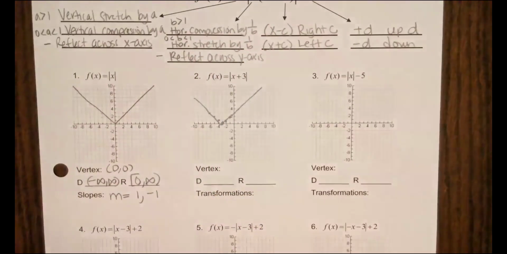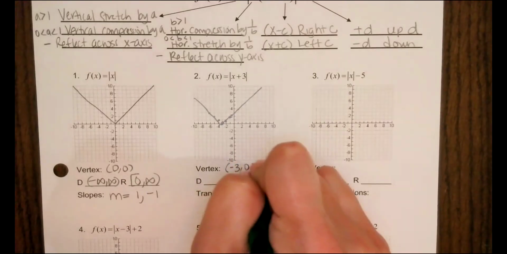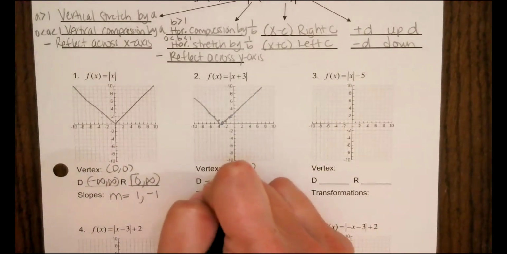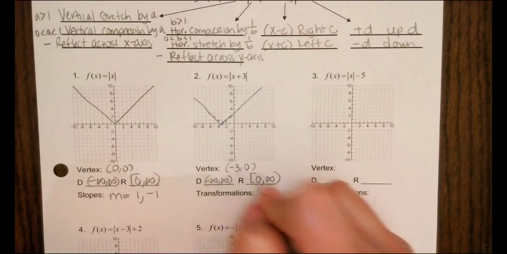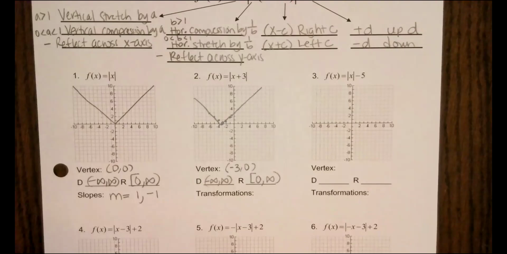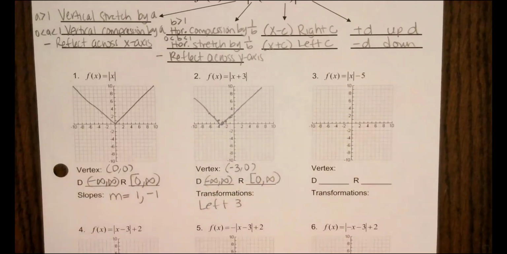But there's my new graph, and I did not use a calculator for that. We were able to graph it by knowing the parent function and knowing the transformations. My vertex is at negative 3, 0. My domain is still all real numbers. My range is still from 0 to infinity because I did not go up or down. I'm still at 0 for that y. And we said this went to the left 3.